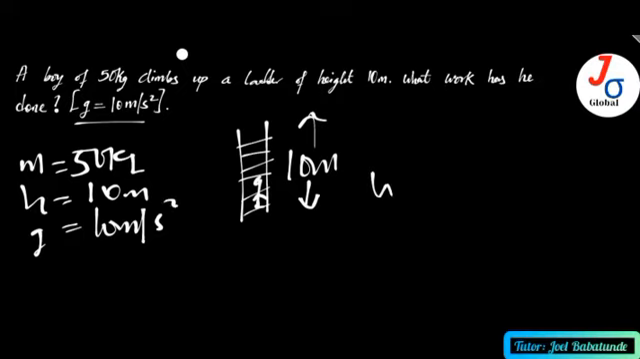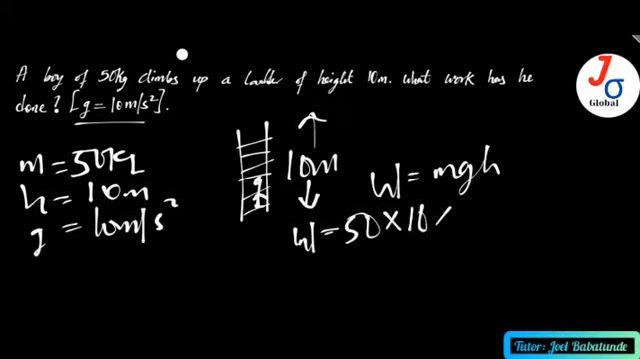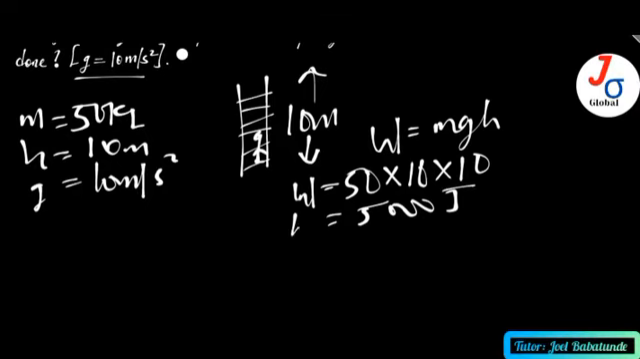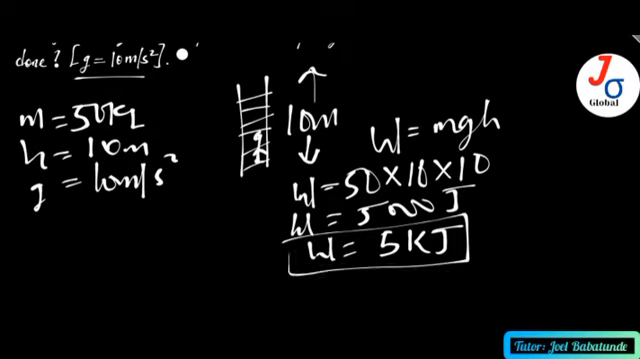In this case, work done has to be mgh. So work done is 50 multiplied by 10, then multiplied by 10. And that's 5,000 joules. If I divide it by 1,000, I can write that in kilojoules, so 5,000 divided by 1,000, I have 5 kilojoules. Okay, good. So that's that.